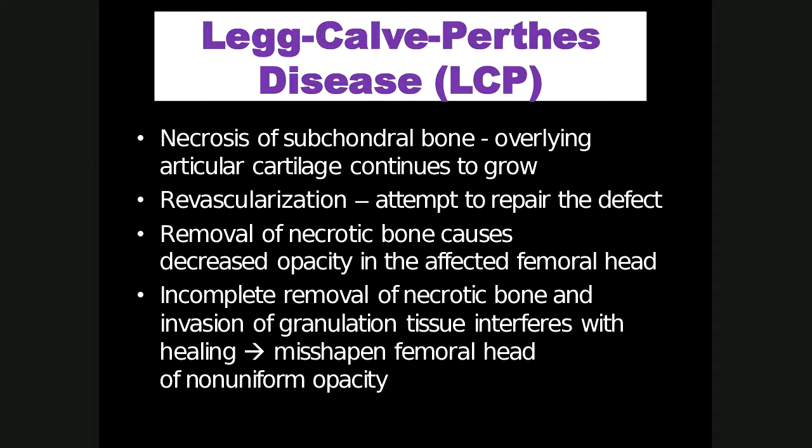So the pathophysiology is as follows. There's necrosis of the subchondral bone, but the overlying cartilage can continue to grow. As revascularization occurs in an attempt to repair the defect, the removal of necrotic bone causes a decreased opacity of the affected femoral head, seen on radiographs. Incomplete removal of necrotic bone and invasion of granulation tissue interferes with healing. So the end result is a misshapen femoral head of non-uniform opacity.